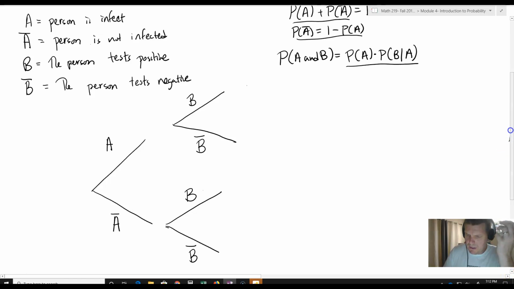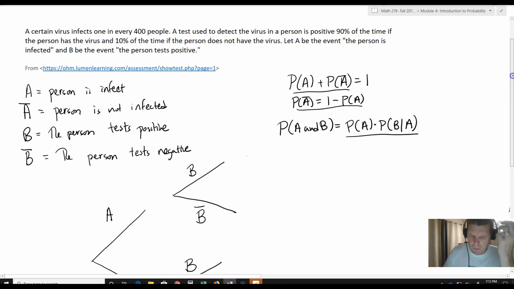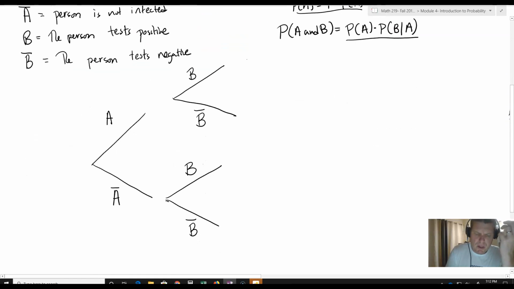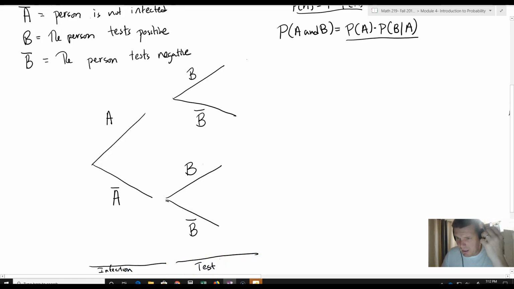All right, so that's how that gets set up. You have one event here, that's their infection, and then we have the B event here, which is the test. A and B, and then we represent them using their complements.